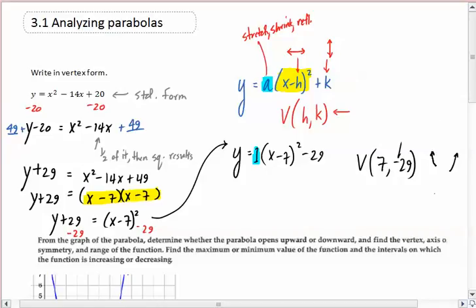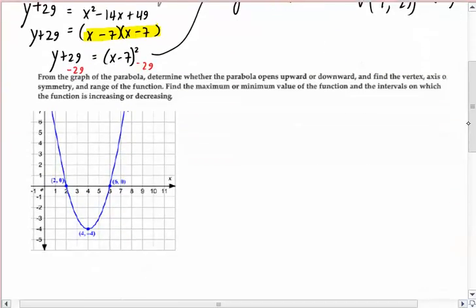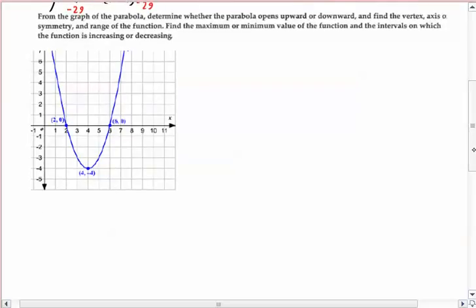So if we know where the vertex is and we know that it's opening up, we know a whole lot about that parabola. In fact, there's a whole slew of things that we can find out about just having that little bit of information. Now, this has given us a little bit more information than that, but let's take a look at all that they're asking for in this next question.